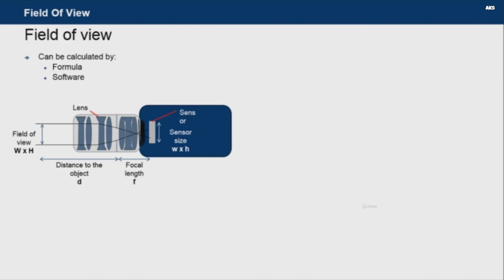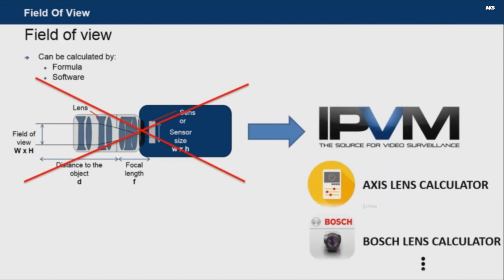To calculate the field of view, you have to use a mathematical formula or software calculator. I personally suggest using the powerful tool IPVM, and there are many other tools like the Axis Lens Calculator and others. So please, if you don't know how to calculate the field of view using IPVM, get back to the previous lesson.